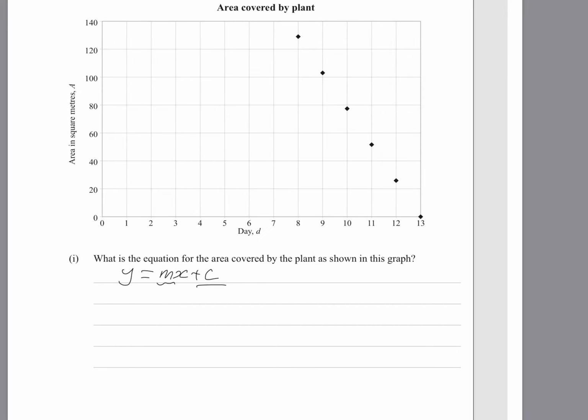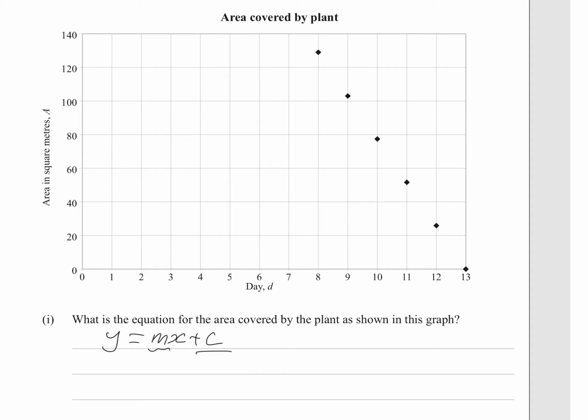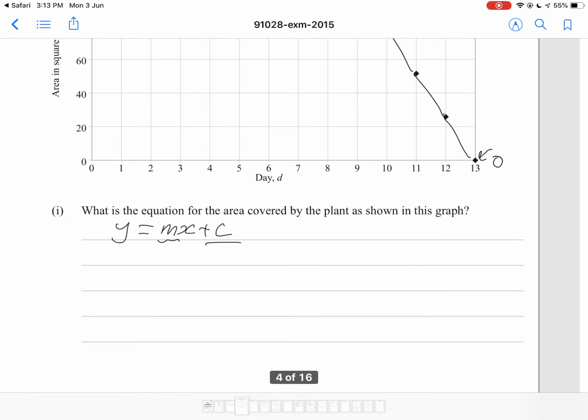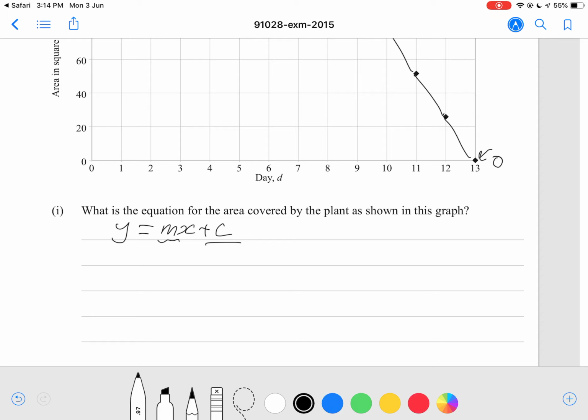Basically, you know that this point here is 128, and then at day 13, the area covered by the plant is 0. In between there are 1, 2, 3, 4, 5. Therefore Hank and his friends will remove the plant 5 times, and then the area of the pond covered by the plant will reach 0. So if he removes it 5 times, after 5 days, 128. So each day he will remove 128 divided by 5.